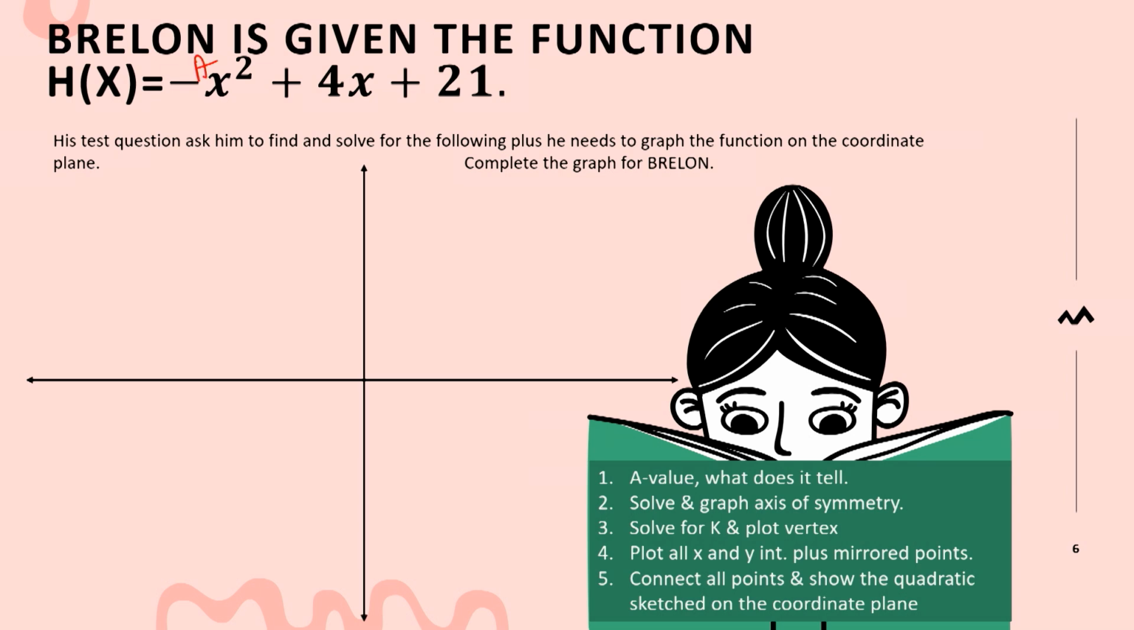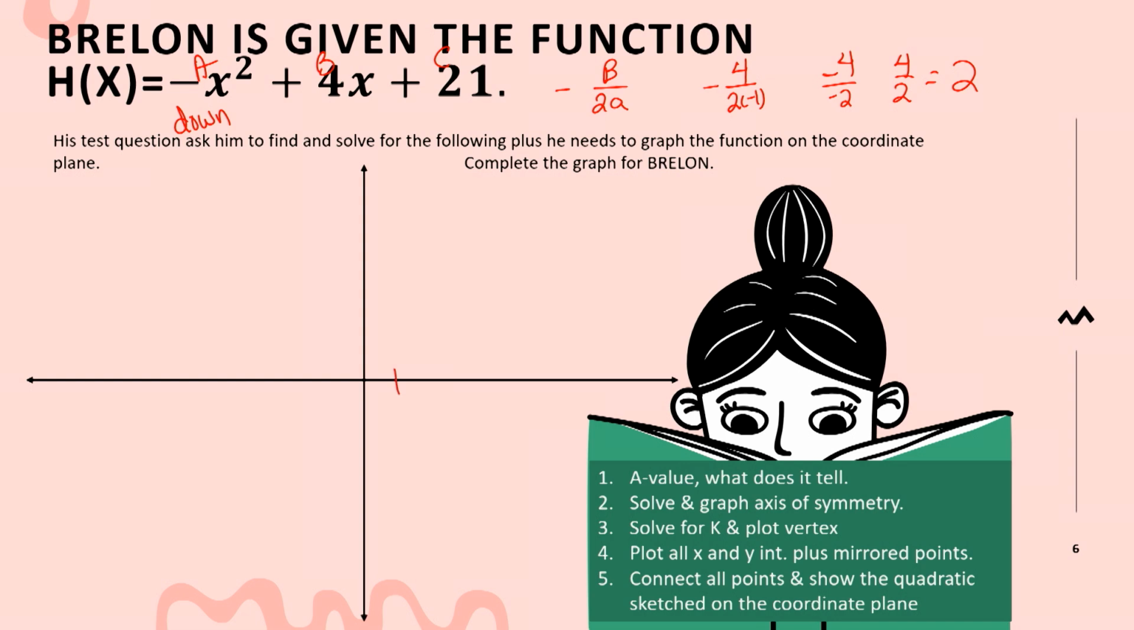I notice I have my A, B, and C. My A is negative, so it's going to open down. I know that I'm going to use negative B over 2A to find the X value or the H of my vertex. So I have negative 4 over 2 times a negative 1. So that would be negative 4 over negative 2. Negative and negative is positive, so that would be 4 over 2, which would give me a positive 2.